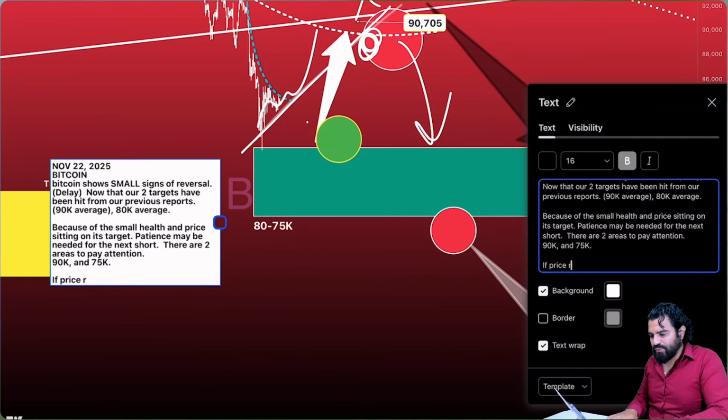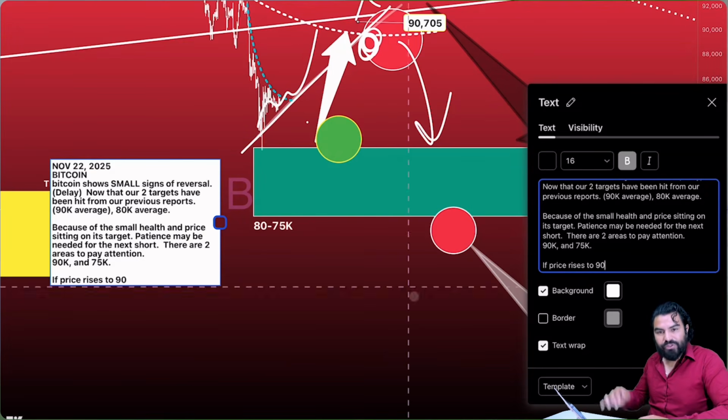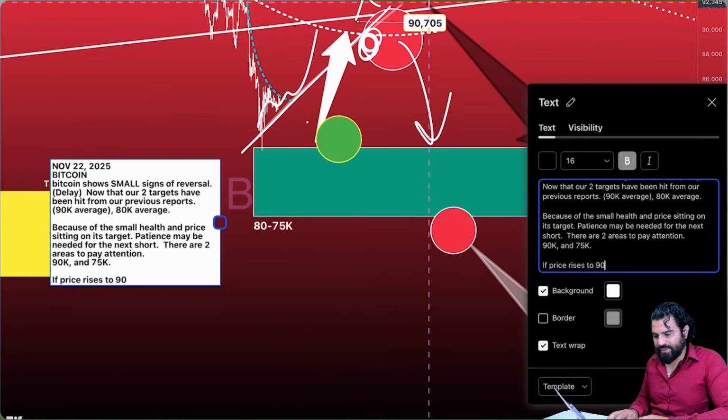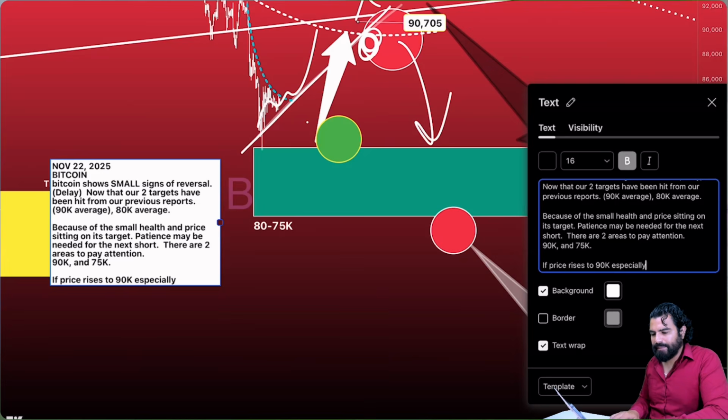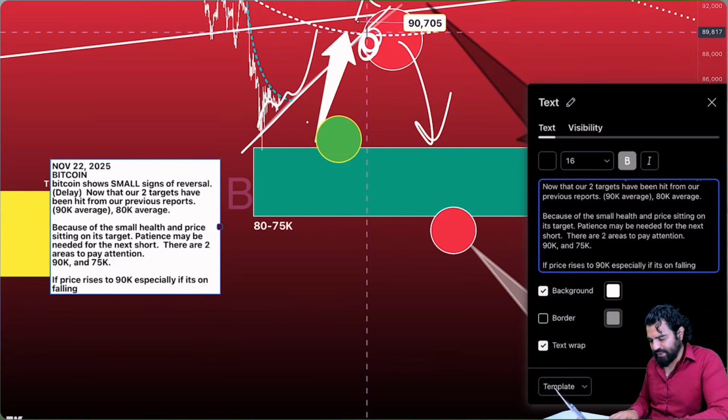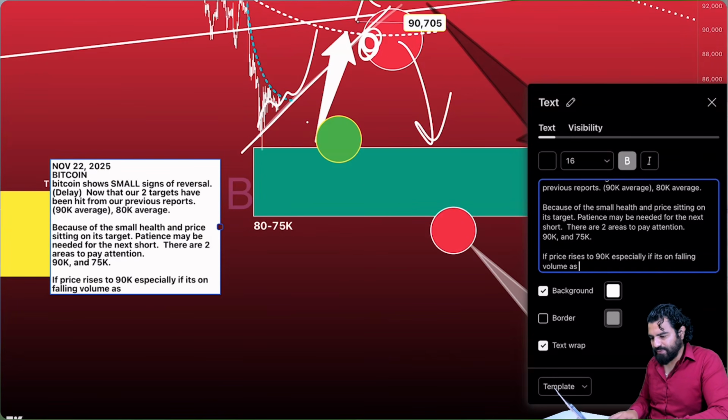If price rises to 90,000, now again, I'm not sure we're going to get there. It's likely, or it may be likely based on a map. If price rises to 90K, especially if it's on falling volume, or lower volume as we're rising, this is lack of interest.